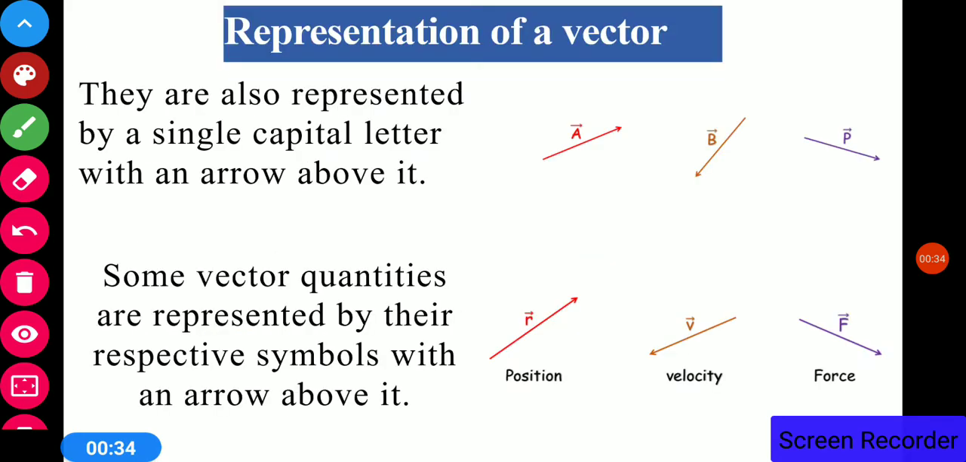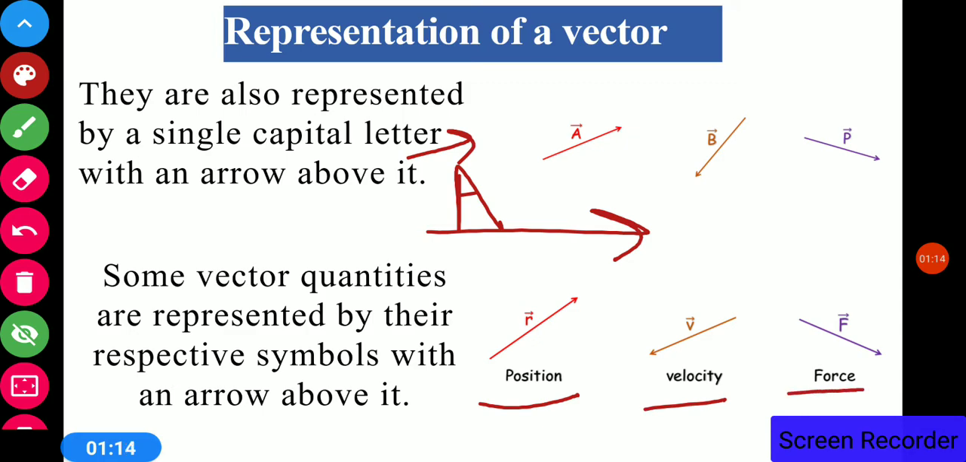Now, to represent a vector, we always represent it through a straight line having an arrowhead. The arrowhead shows the direction of the vector, the length of the line shows the magnitude of the vector, and by a symbol we can represent it by putting a small arrow over it. This is the representation of a vector. So, letter A is the vector A, and the arrow shows its direction and length shows its magnitude. Sometimes vectors are represented by their symbols also, like position vector is represented by R vector, velocity by V vector, and force by F vector.